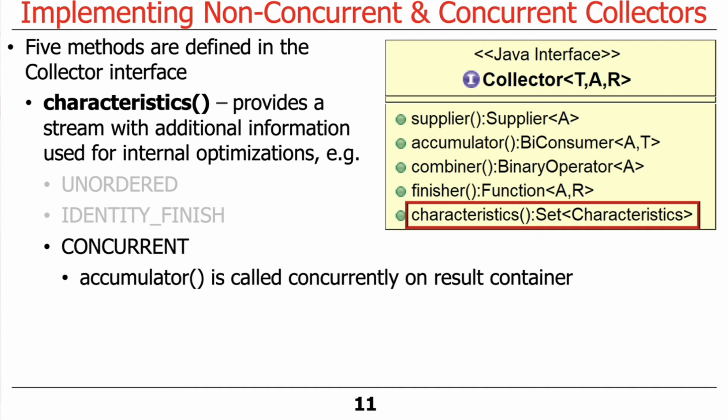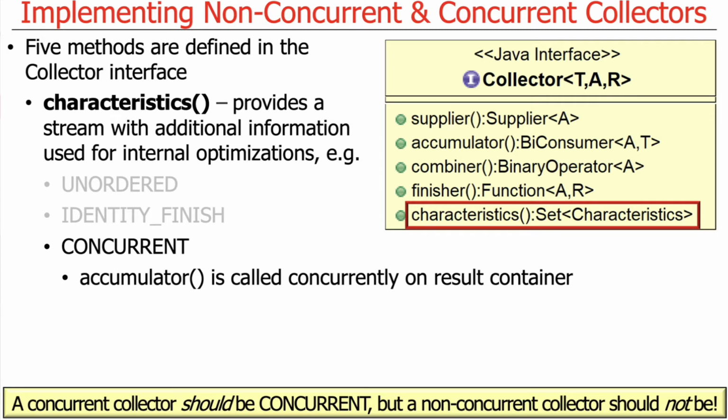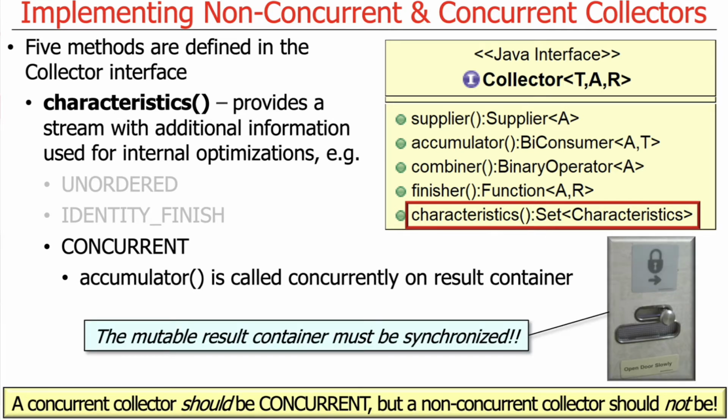And then finally, the key thing we're talking about here is the concurrent characteristic. Concurrent simply means the accumulator is called concurrently on the result container, and therefore you need to have synchronization. A concurrent collector, of course, should be concurrent, but a non-concurrent collector should not be. Because if you make a non-concurrent collector and mark it as concurrent, chaos and insanity will break out, because it'll be called in multiple threads of control, and bad things will happen. Needless to say, if you have a concurrent collector, its mutable result container, which is what you provided for A, the accumulator type, must be a synchronized collection or a synchronized container.